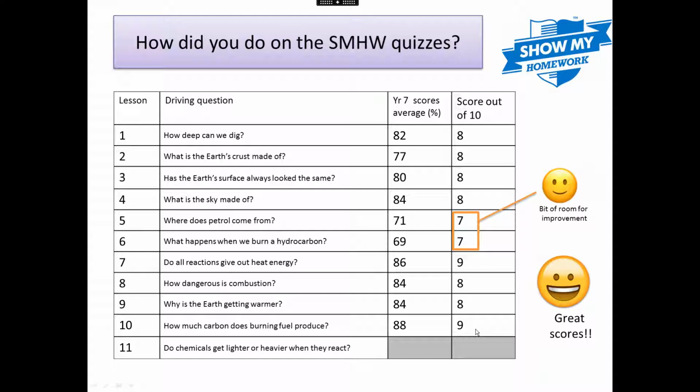There are some tricky questions in those Show My Homework quizzes, and it shows you've built up a really good understanding of this topic. So I want to say a big well done to you for showing good understanding and for keeping your learning going at home. There is a little bit of room for improvement on lessons 5 and 6, so we're going to start with that, having a look back at lessons 5 and 6.